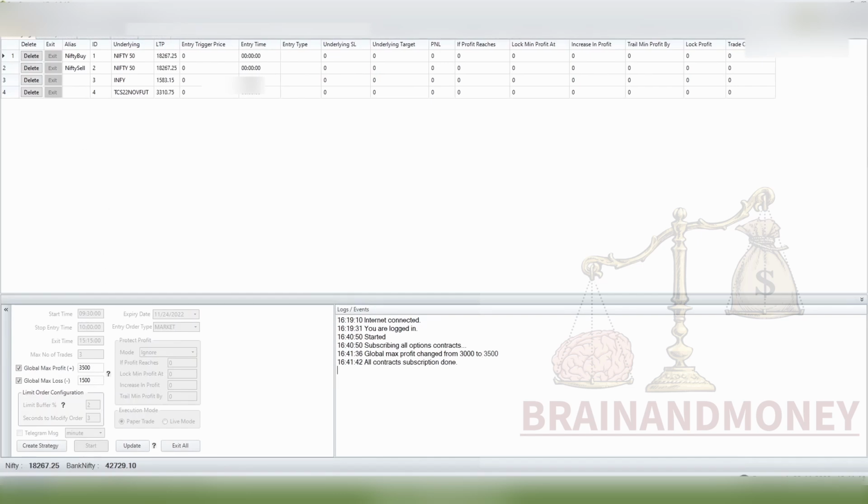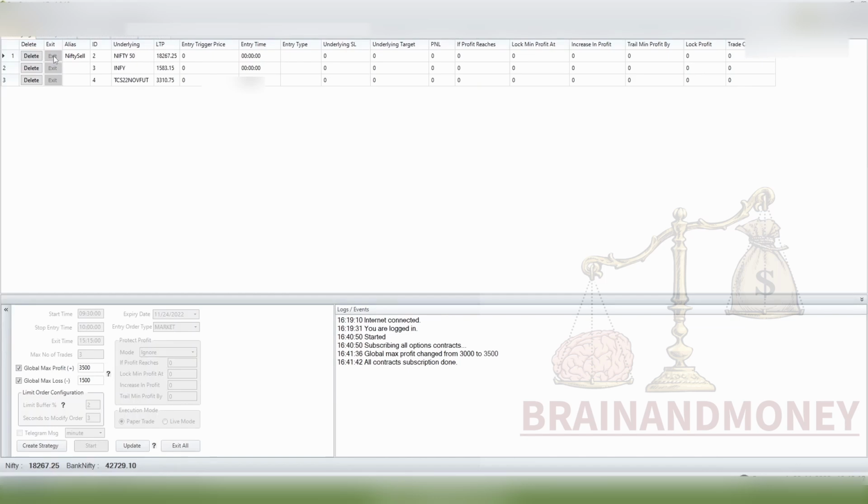It will show the total MTM over here, and the number of open positions over here. Now there are two buttons given over here. One is the delete button and one is the exit button. The delete button will be enabled when there is no trade open, when there is no trade running. So let's say there are no trades running currently, then you can delete any strategy if you want. And once a trade is taken, this exit button will be enabled.